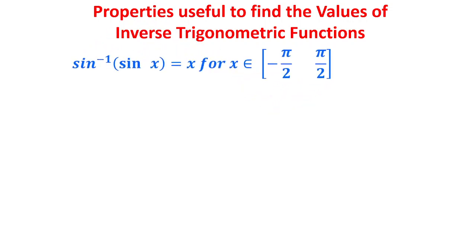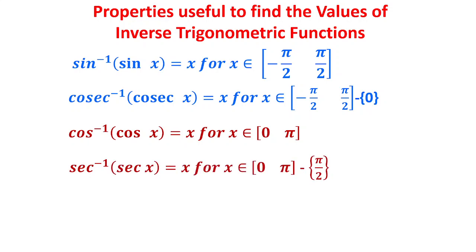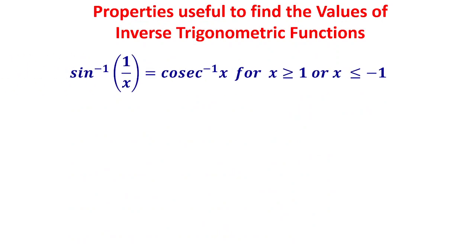The first property is sin inverse of sin x is equal to x only when x is in the principal branch. Cosecant inverse of cosecant x is x if it is in the principal branch, and cos inverse of cos x will be x only for x belonging to the principal branch. Secant inverse of secant x is equal to x only for x belonging to the defined range. Similarly, tan inverse of tan x is equal to x only when x belongs to the given range. Good. Similarly, cot inverse of cot x is equal to x. Well, now let us go to the next type of property.